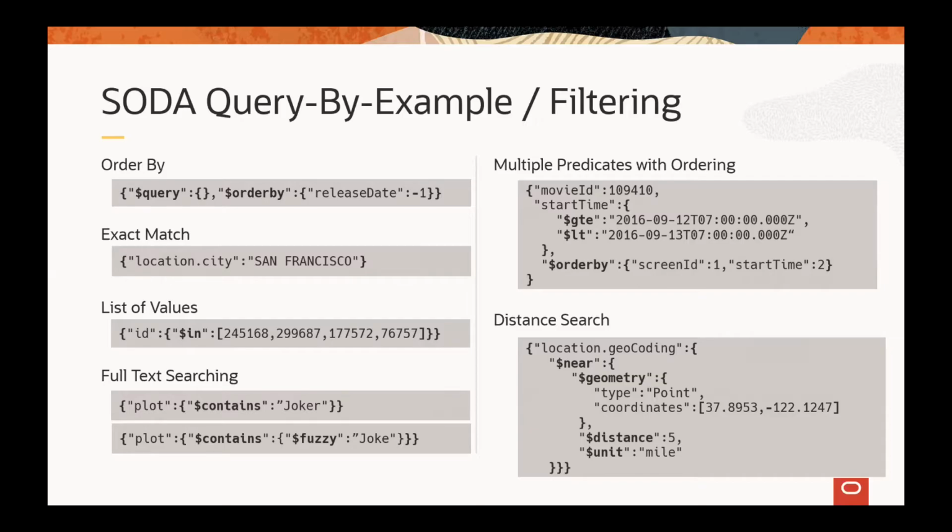And then down below, there's a spatial implementation of JSON called GeoJSON. You can say, hey, let me just find the documents that are within 5 miles of these coordinates.